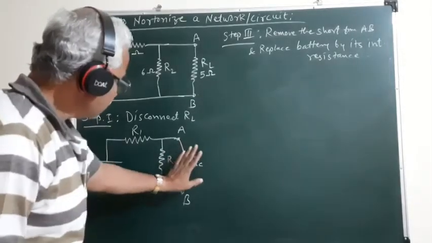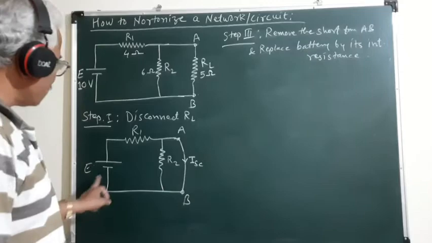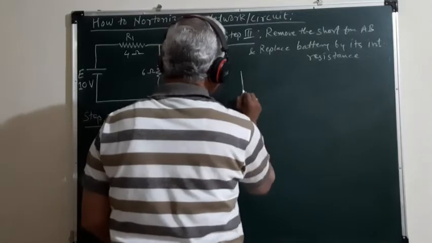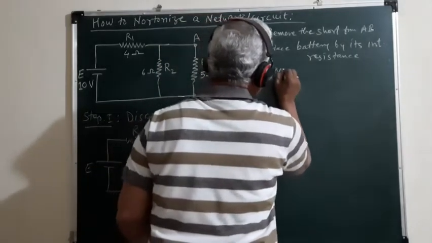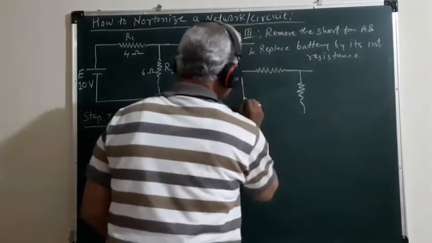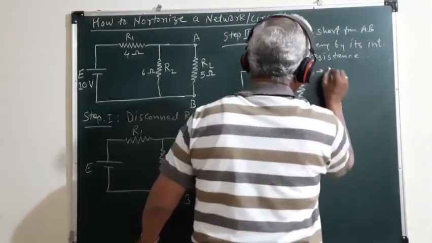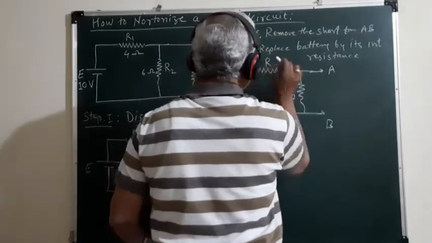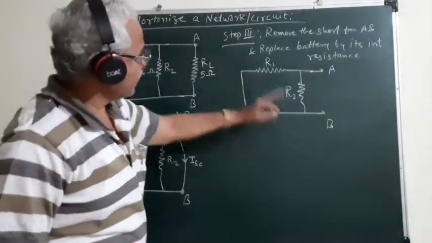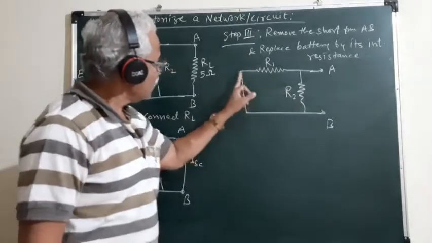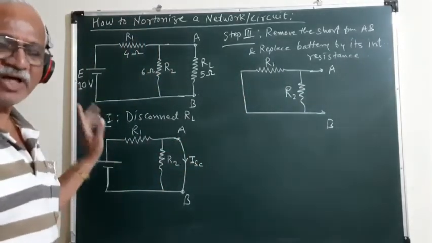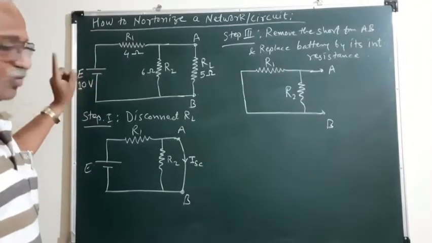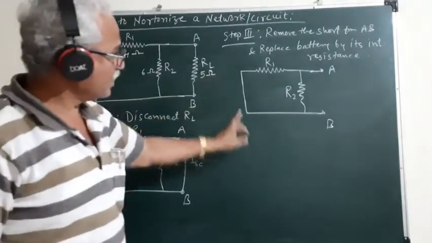So when the short circuit is removed and the source of EMF is replaced by its internal resistance, the network will take the form like this. This is the resistance R1, the resistance R2, and the terminals A and B again open circuited. The source of EMF is killed for its EMF, retaining its internal resistance in the circuit. In the given network, this source does not have any internal resistance, so it is 0.